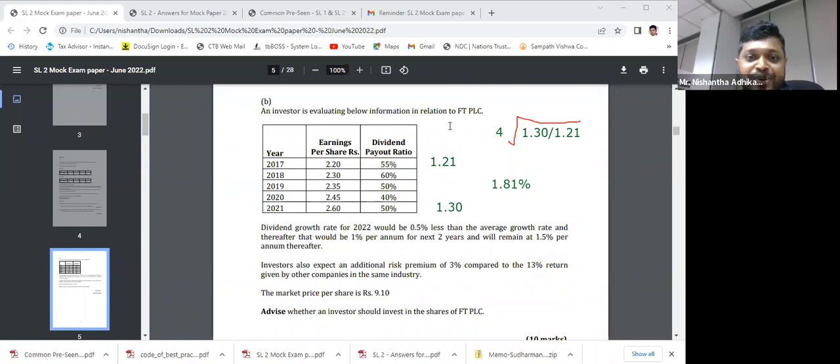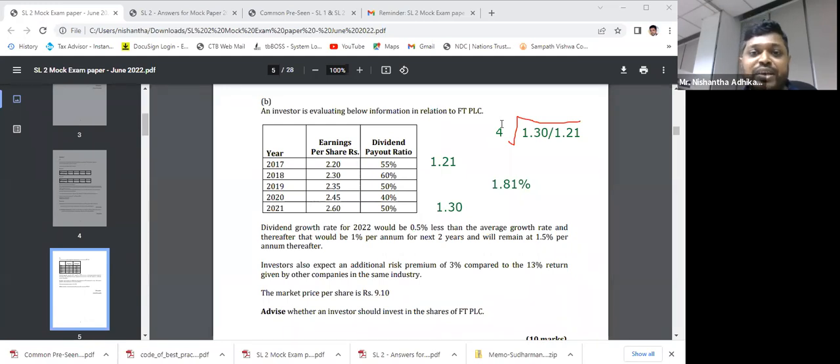Guys, how to get 1.21 and 1.3? Earnings per share 2 rupees and 20 cents. Dividend payout ratio 55%. That means you will pay 2 rupees and 20 cents into 55%, 1 rupee and 21 cents. Right. Here you have earnings per share 2 rupees and 60 cents. 50% means 1 rupee and 30 cents you will pay as a dividend. Then you can calculate the geometric mean. Then you can easily calculate the answer at 1.81. That is so simple.